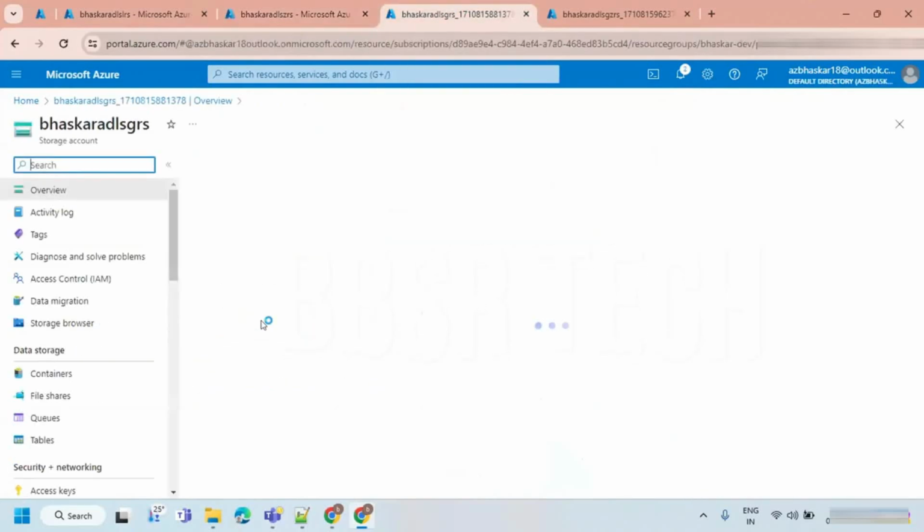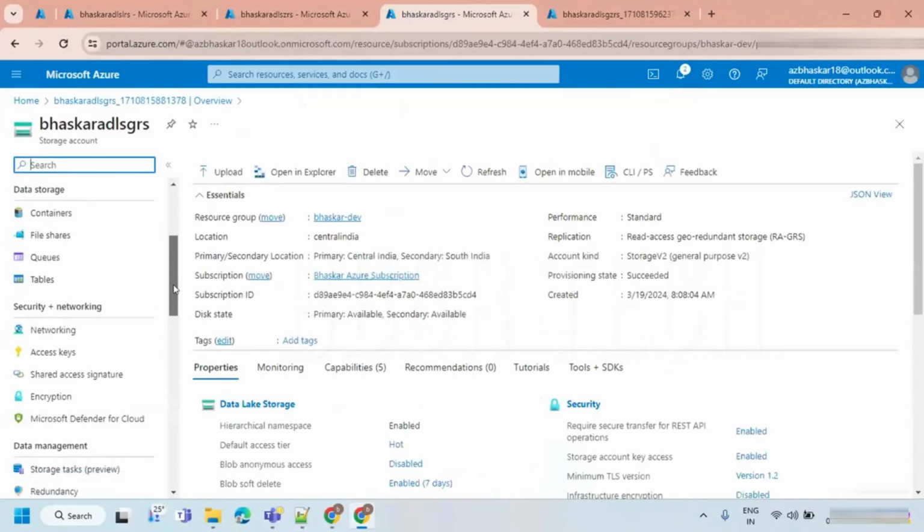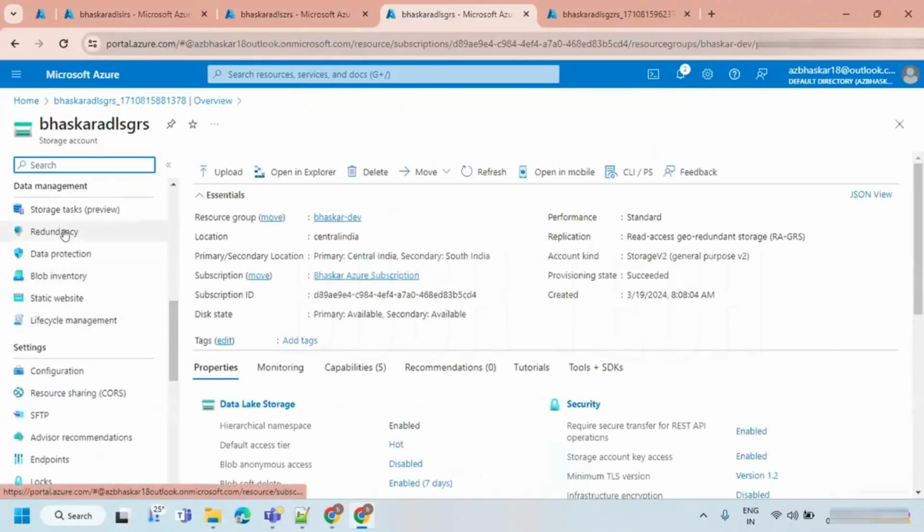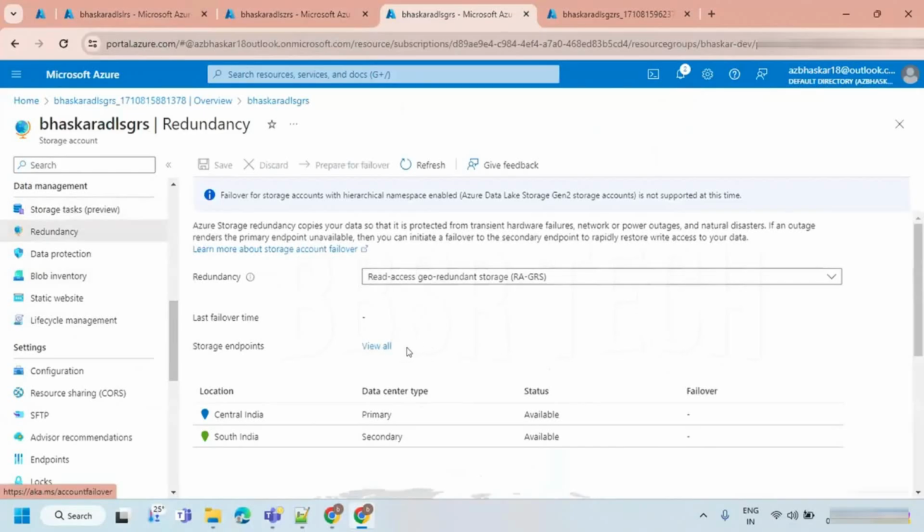Let's go to resource, and I'm just going to the redundancy. From the data management, you can see previously for LRS and ZRS, we were having only a primary region, but when you go for GRS, geo redundant storage, I'm having a primary region as well as a secondary region.